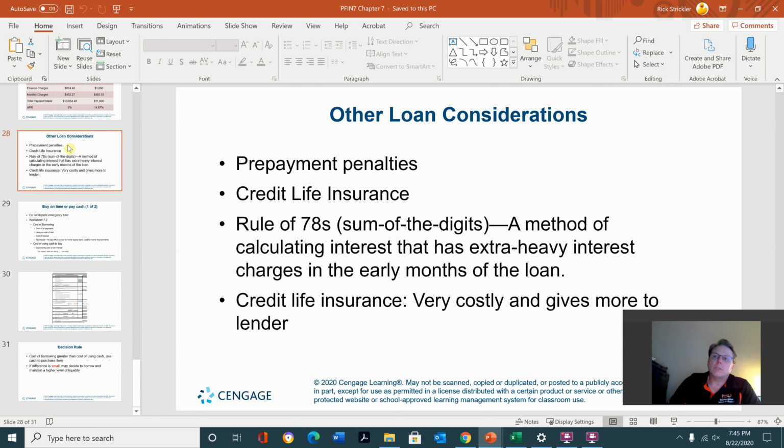Okay, other loan considerations: prepayment penalties, credit life insurance, rule of 78 is the sum of the digits. A method of calculating interest that has extra heavy interest charges in the early months of the loan. Most loans, the majority of the interest is in the beginning because that's when the principal is the highest. And then as the principal gets lower, the interest gets lower as far as the dollar amounts go. And so if you have a 8-year loan or a 5-year loan, and you're down to the last 6 months, you're paying almost 100% principal. Almost. A little bit of interest, but it's almost 100% principal.